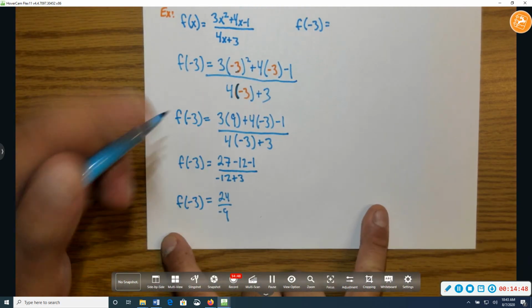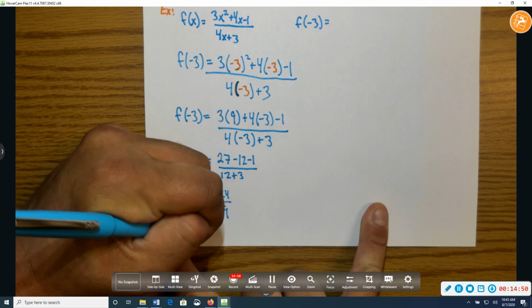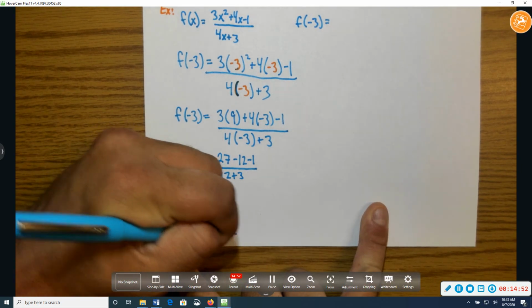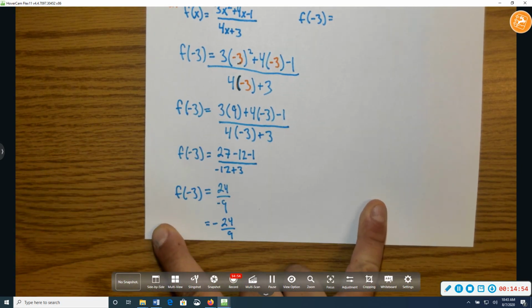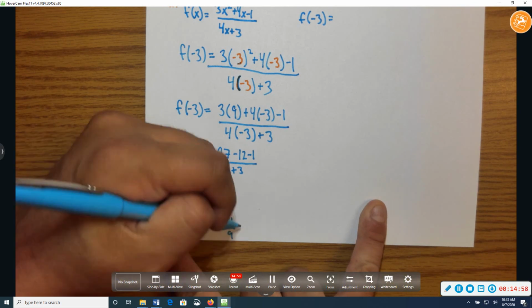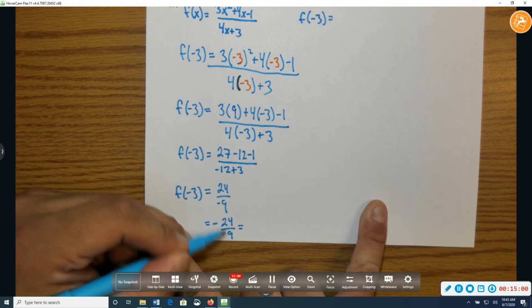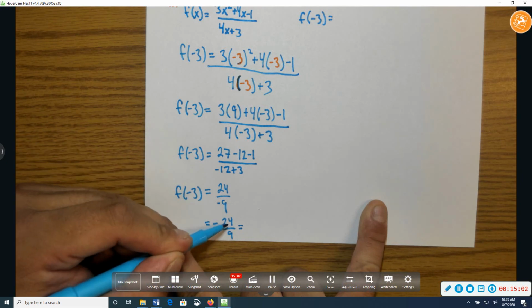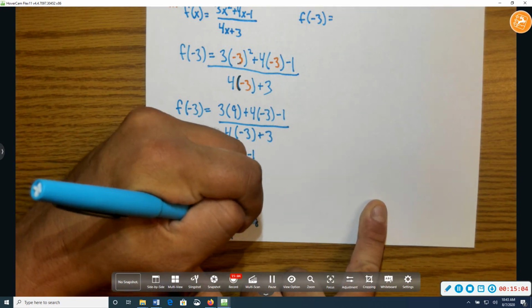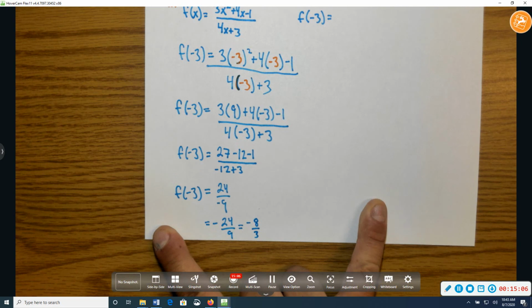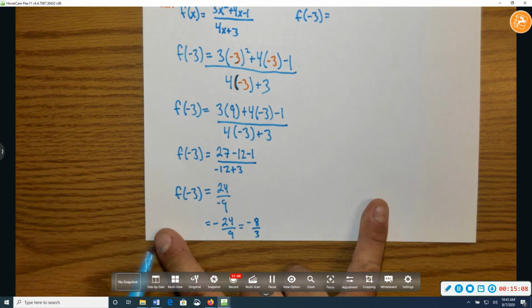If you want to write it a little nicer, you can just throw that negative out front. It's a little more official. So our answer is negative 24 over 9. And if you want to reduce, you can. We can take a 3 out of both of these. Taking a 3 out of this would be negative 8/3. But I'd be fine if you just left it at negative 24/9.